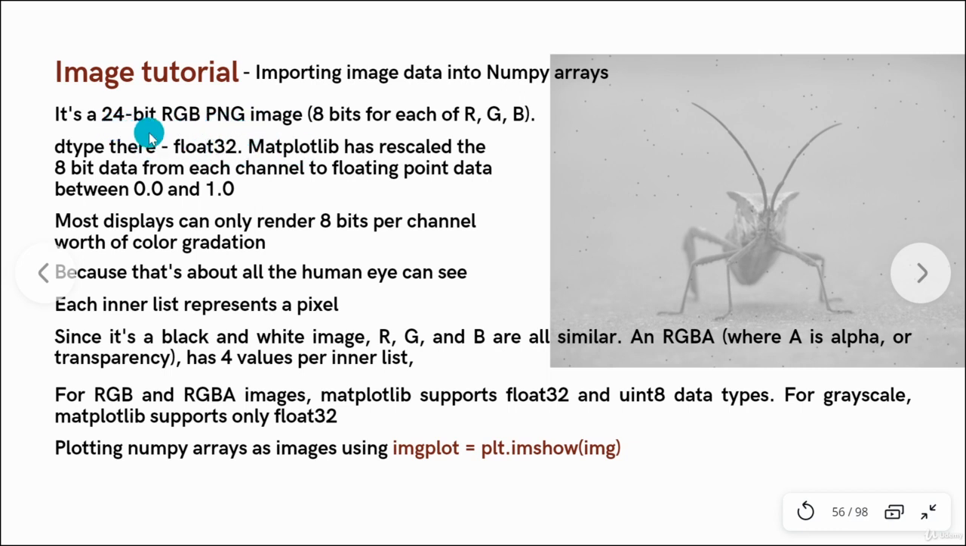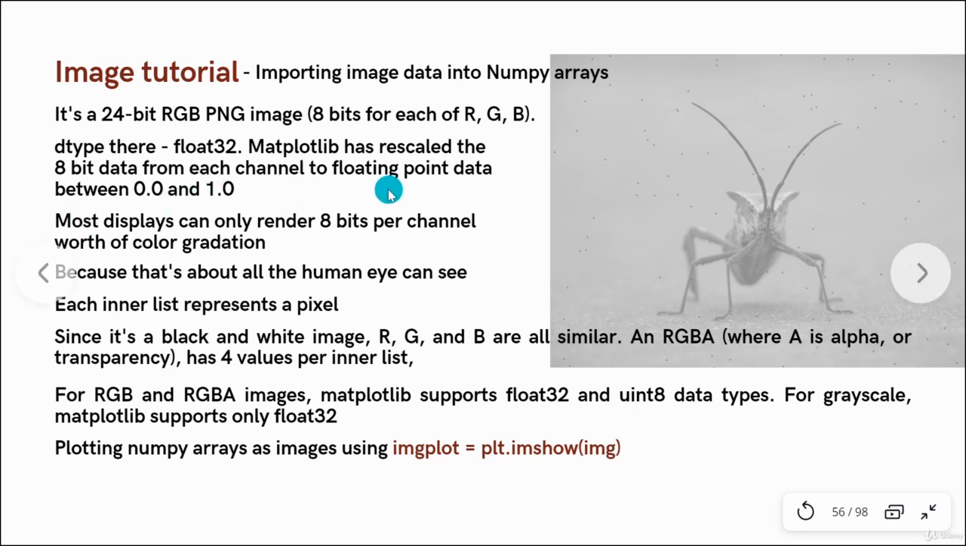24-bit means 8 bits for R, 8 bits for G, and 8 bits for B. That's how it becomes 24 bits. Now, the data type here would be float. How, I will tell you. When you import this image into the form of a NumPy array, you will find the array values in the form of floating numbers. Floating number means with decimal points.